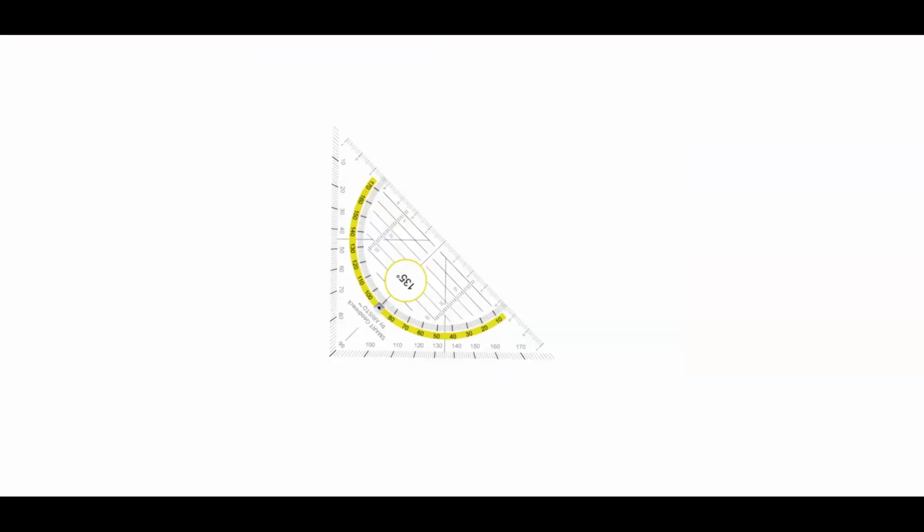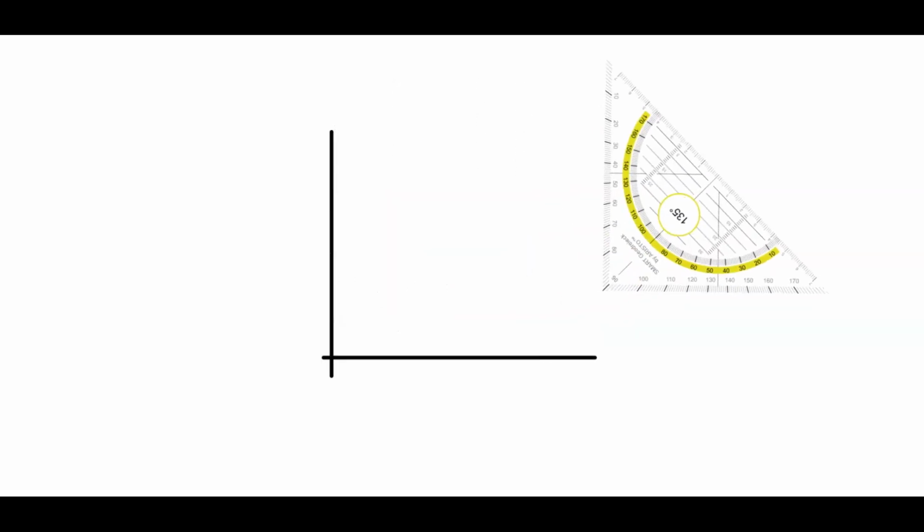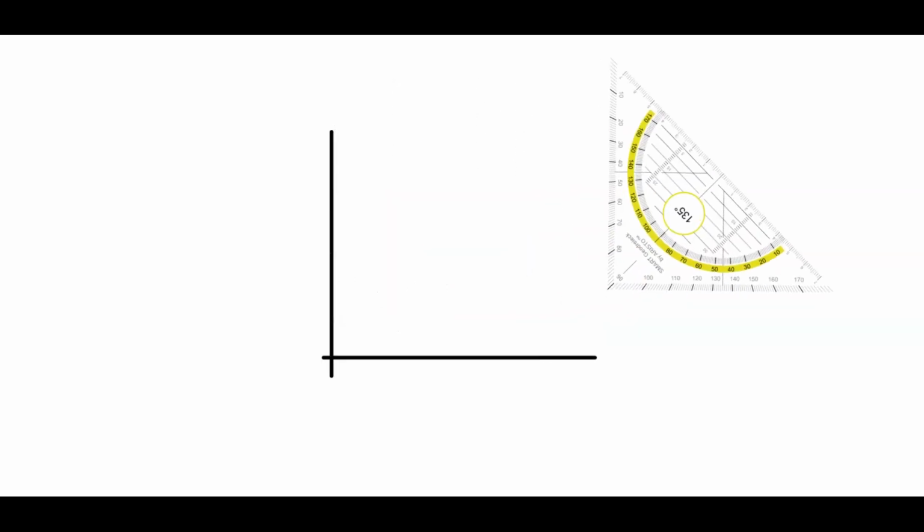The first method we can use to construct perpendicular lines involves using a triangle. Take one of the triangles from your math set and simply trace the edges of two of the sides. So not the hypotenuse, but the other two, like this. And when you remove the triangle, you have a set of perpendicular lines.